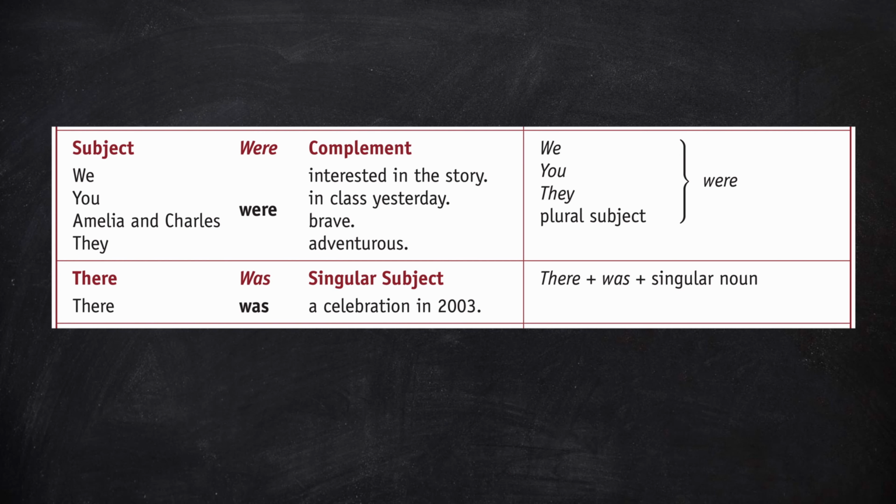We were interested in the story. We were in class yesterday. We were brave. We were adventurous. You were interested in the story. You were in class yesterday. You were brave and you were adventurous.